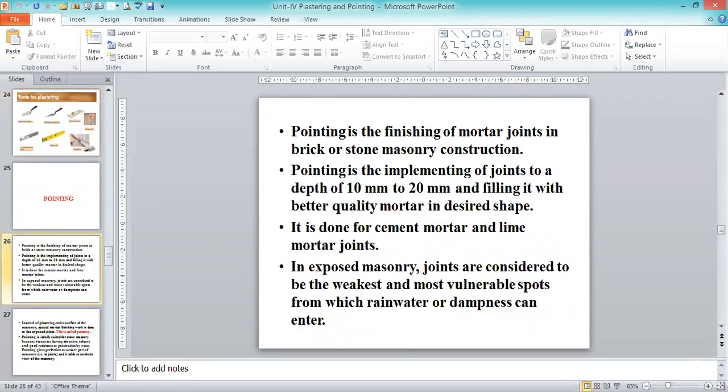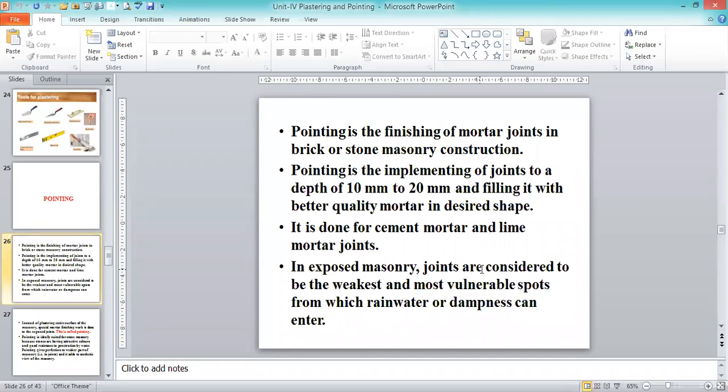Pointing is what we provide, or use, for filling up the joints. Mortar joints are there in the case of brick masonry as well as stone masonry. How we lay the brick and how we lay the stone, either brick masonry or stone masonry, depends upon the bond. What bond are we going to use? Structure bond, or what is called even bonds.